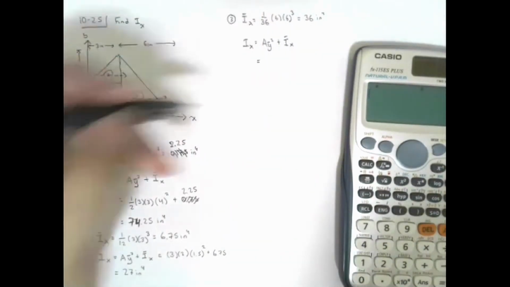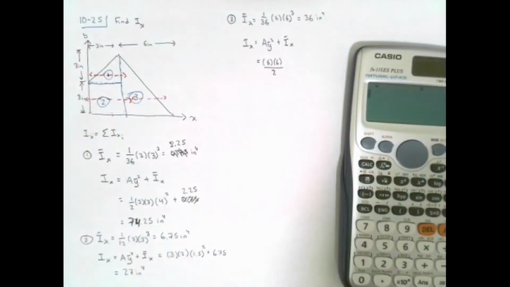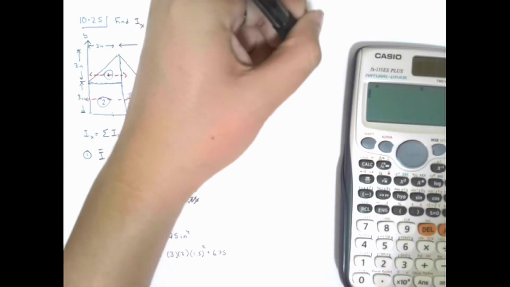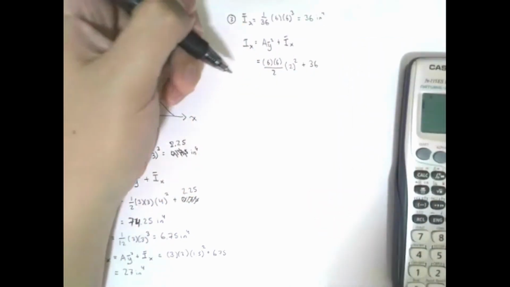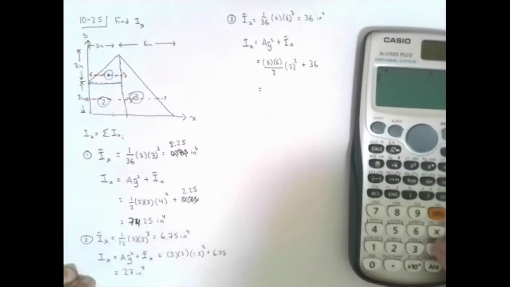The area of this triangle is 1/2 base times height, so 6 times 6 divided by 2. The distance to the centroid is going to be 1/3 of the altitude. In this case, 1/3 of 6. So 6 divided by 3 is 2 inches. And then to that, we add the centroidal moment of inertia of 36 inches to the power of 4. Solving this, I get 36 times 2 plus 36, 108.